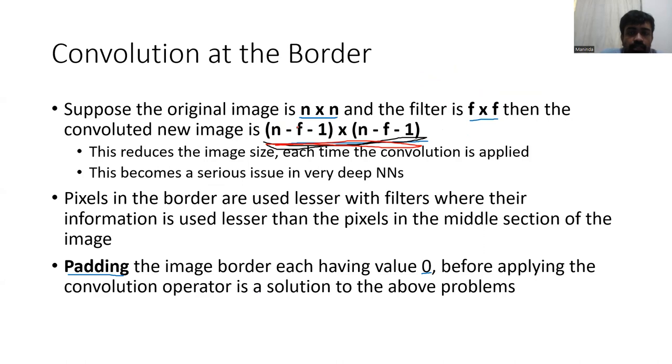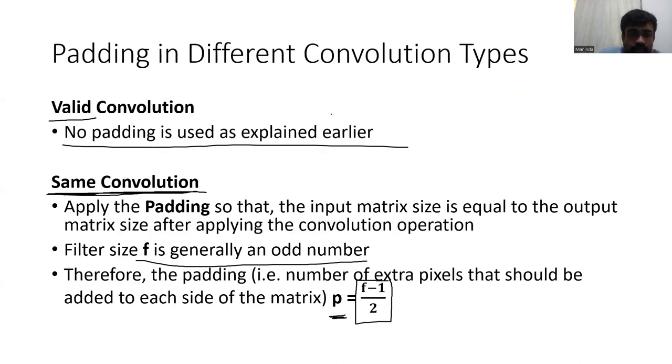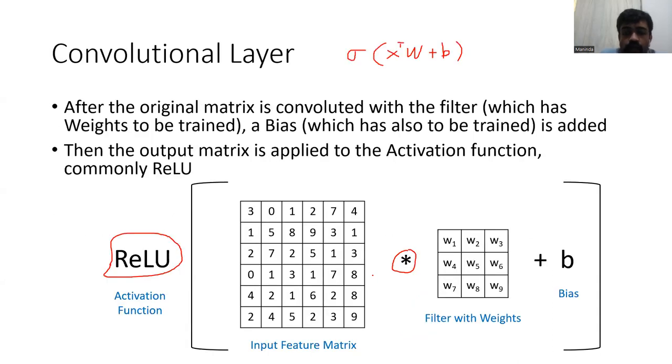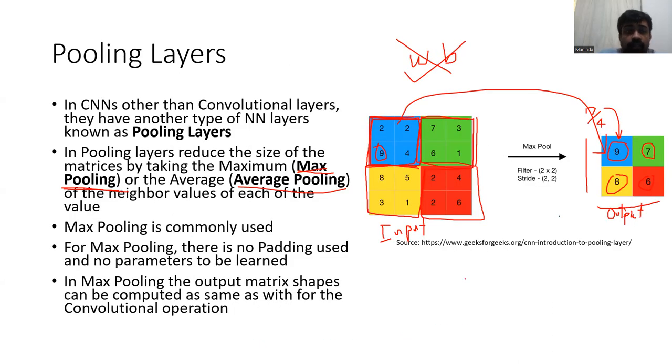So this is nothing but... If you are using striding, you can use this same strided formula to compute the dimensions of the pooling output.